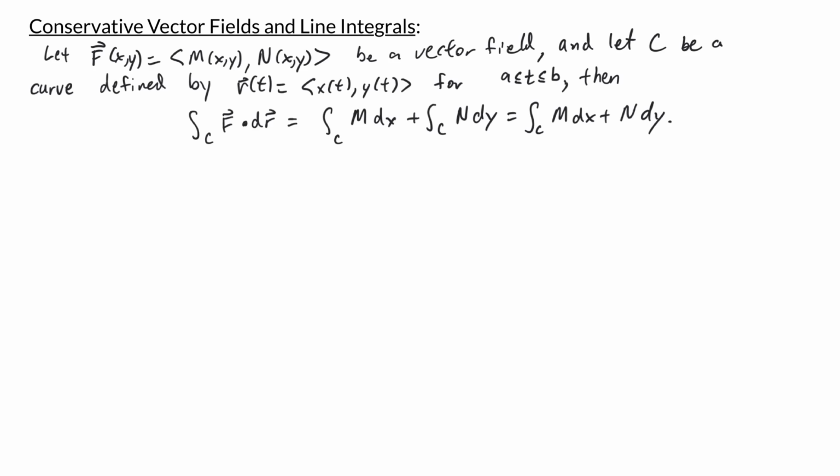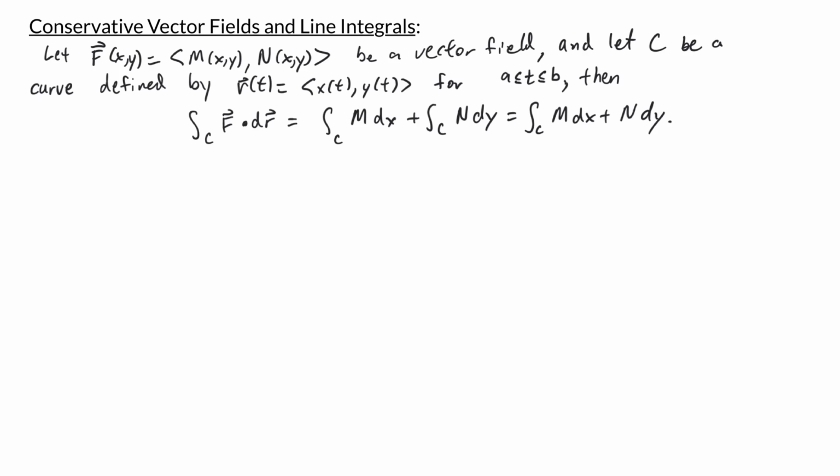And then let C be a curve defined by r of t equals x of t, y of t, for t on the interval a to b. Then the line integral of F dot dr is equal to the integral of M dx plus the integral of N dy. But we can combine those together in one integral and write it as the line integral of M dx plus N dy over the curve C.